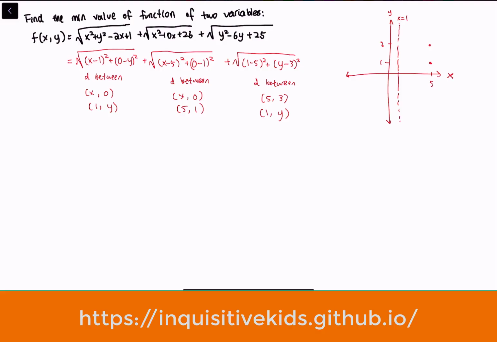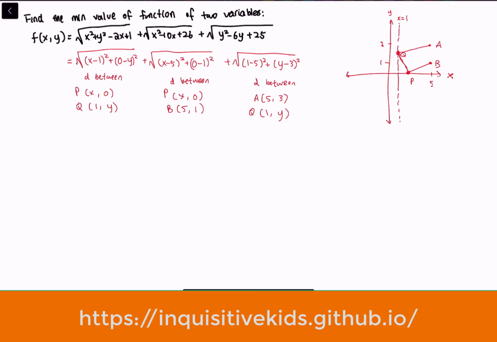Now we're trying to find the minimum value of these three radicals combined, which means what is the smallest possible length of these three line segments combined. In order to stay organized, let's name these points. So (5, 3) can be called A, and (5, 1) can be called B. And (x, 0) can be called P, and (1, y) can be called Q. Basically, we're trying to find the distance between P and Q, P and B, and A and Q.